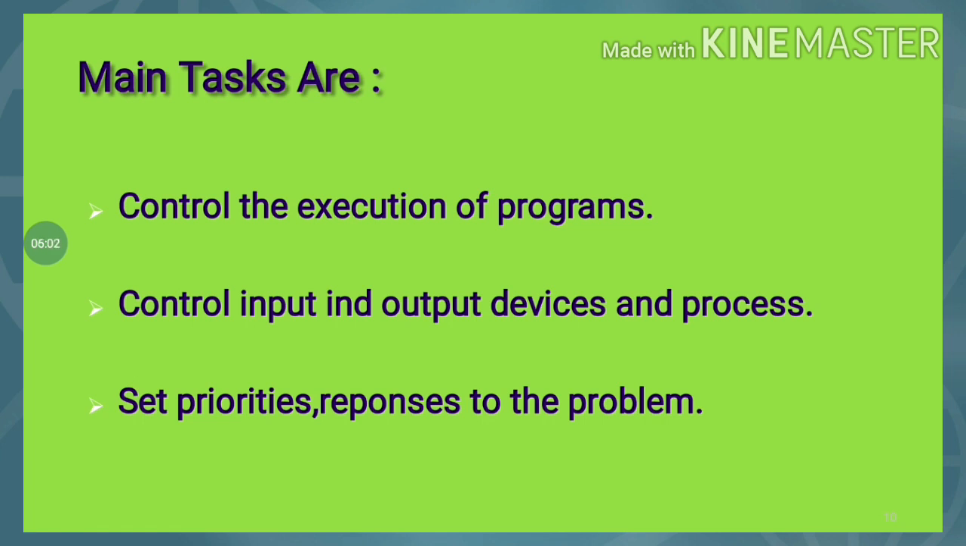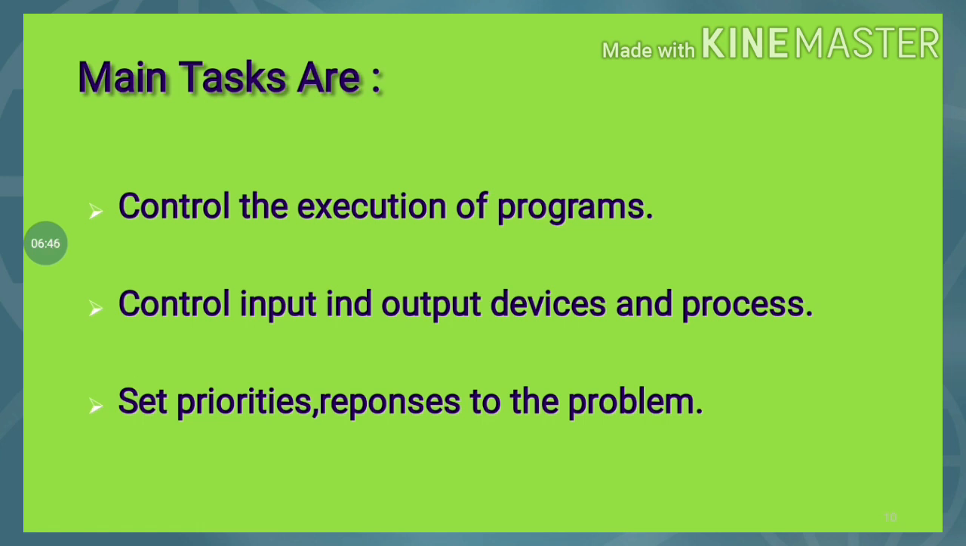Control the execution of programs: when a program wants to execute, and where it wants to execute, the OS gives instructions to the hardware. Control input and output devices: for example, we want to add 5 plus 3. First, we get input from the user. Then the process is performed inside the computer. Then we receive the output using a printer or monitor. This whole process is controlled by the operating system.